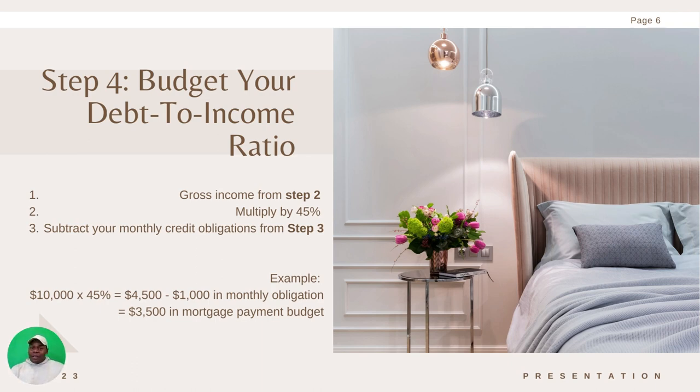So if you only have a dollar worth of monthly debts, then subtract $1. If you have $2,000 worth of monthly debts, then subtract the $2,000. Now, I'm going to give you an example. So you got $10,000 worth of income, and say it's just you, and that's multiplied by 45% because that's a safe bet. And then you have $1,000 worth of monthly obligation. I want you to subtract that from the $4,500, and that's $3,500 in mortgage payment budget. Now, your monthly mortgage payment budget, that's the maximum number that you can go to for your mortgage payments.